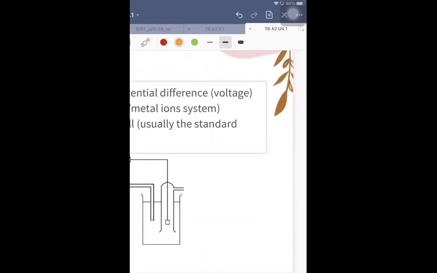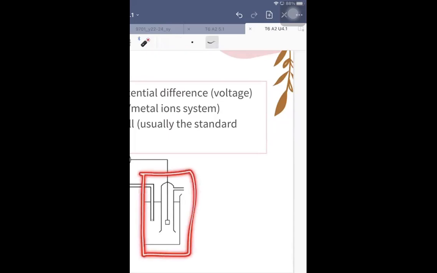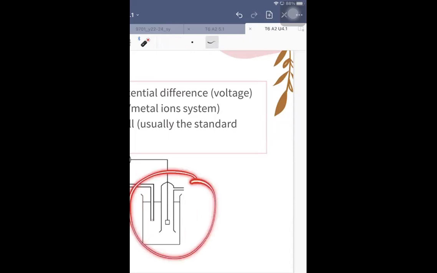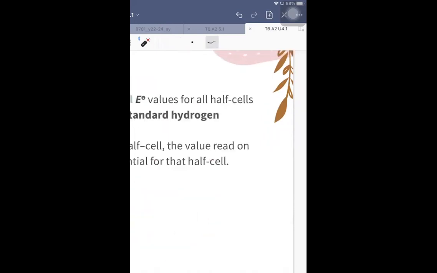So what is electrode potential and what is standard electrode potential? Electrode potential is the potential difference or the voltage measured for a half cell compared with another half cell. So this is one half cell connected to another half cell. Usually that other half cell is a reference. The definition of a standard electrode potential, which is mentioned in your learning objective, you have to learn.